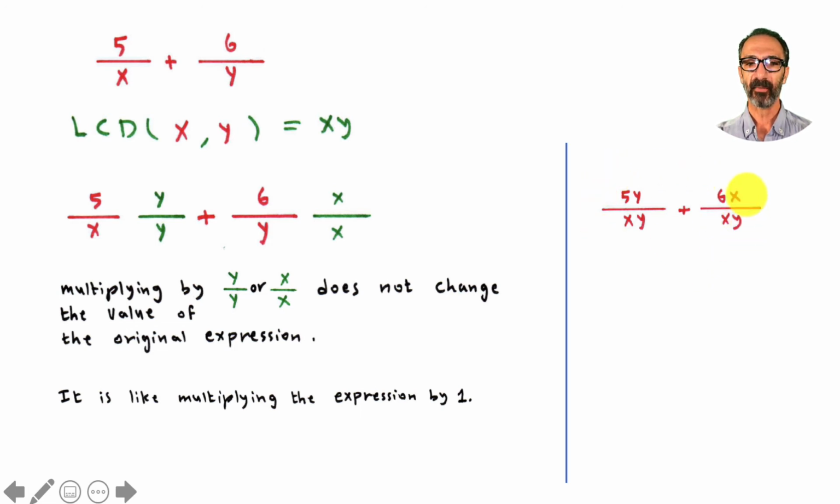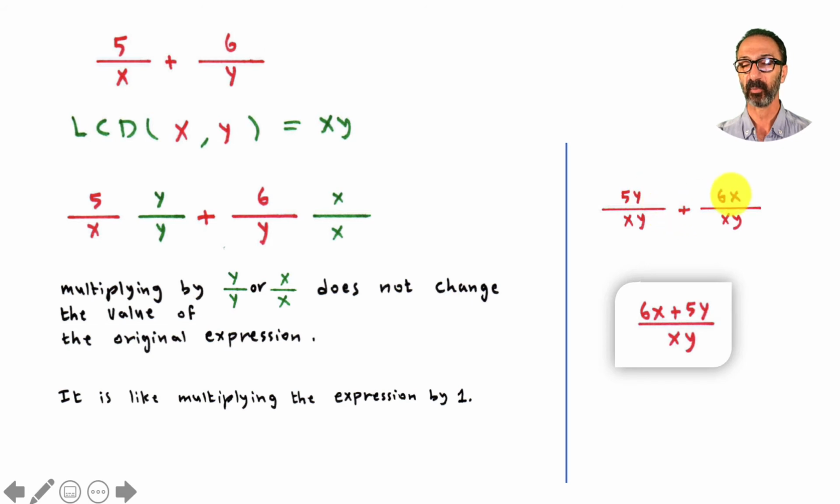Now when we have a common denominator, all you need to do is use one fraction bar, copy the denominator, and add the top ones. xy as a common denominator, 6x plus 5y, or 5y plus 6x, either way is fine. And that should do it.